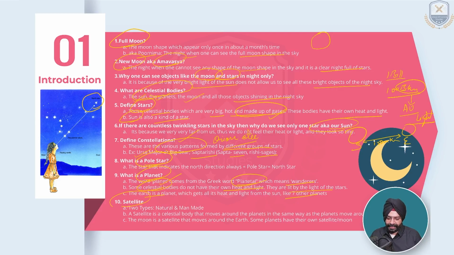Then, what is a satellite? A satellite is a celestial body that moves around a planet in the same way as a planet moves around the sun. Don't worry, we will be discussing all that in the coming future. There are 2 kinds of satellites. One is natural, one is man-made. Okay, this is the definition of the natural satellite. Moon is the natural satellite of the Earth, and similarly other planets also have their own natural satellites.